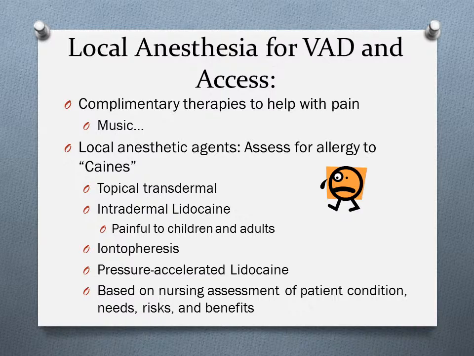Local anesthesia should be considered based upon nursing assessment of the patient condition, the needs, the risks, and the benefits. The one thing to realize, though, with local anesthetics is it can cause vasoconstriction, so it may make it a little bit more difficult to access or cannulate the vein. The nurse must be competent in the administration of local anesthesia for venous access device placement and according to facility policy.